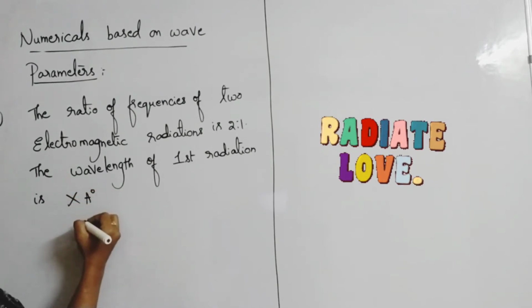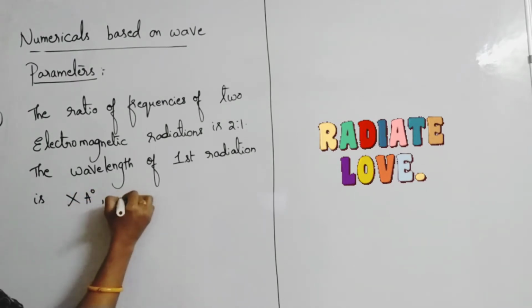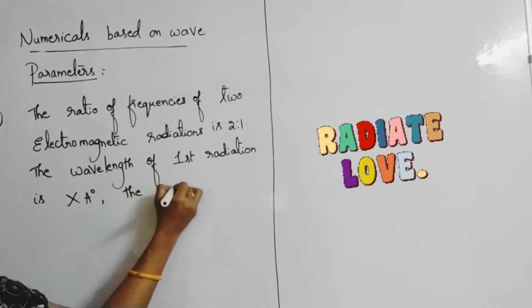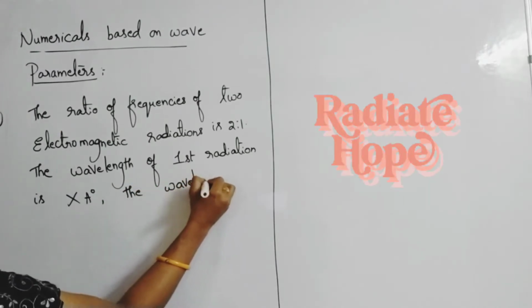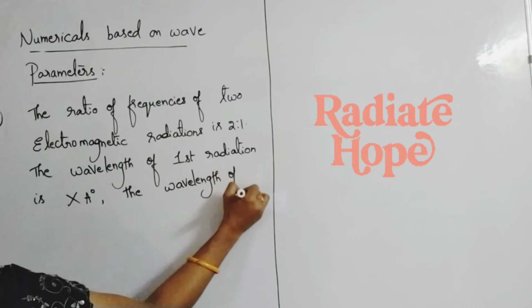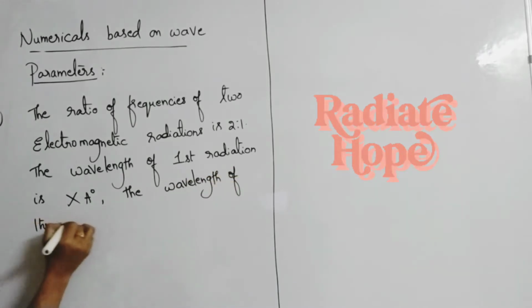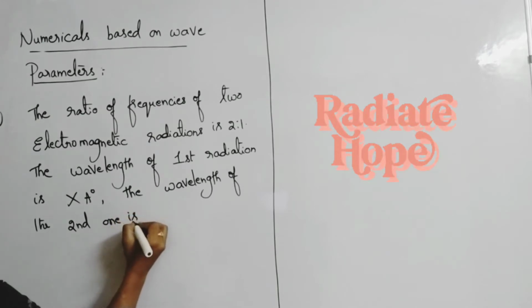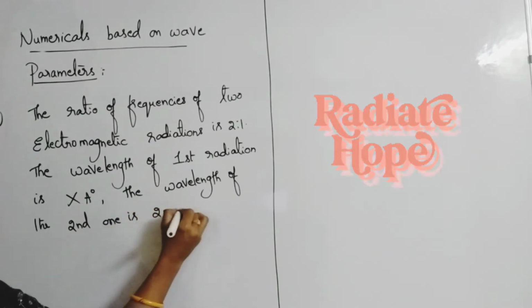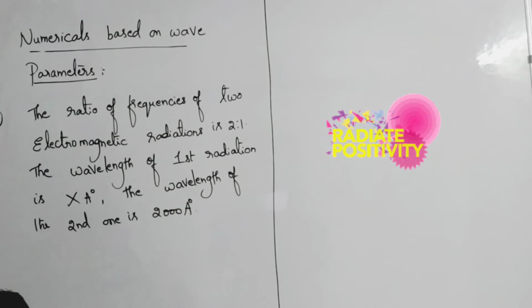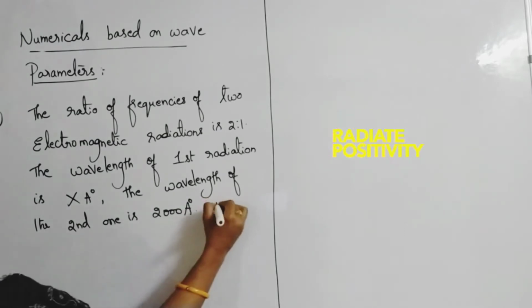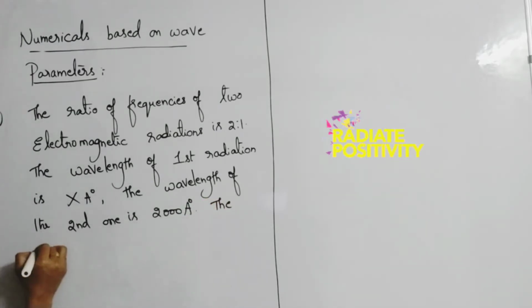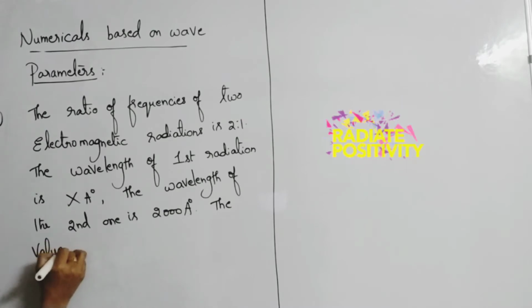And the wavelength of the second radiation is 2000 angstroms. Then the value of X is dash.